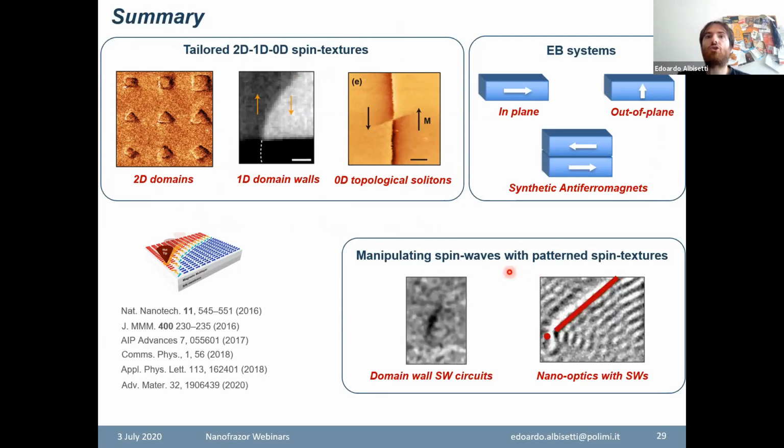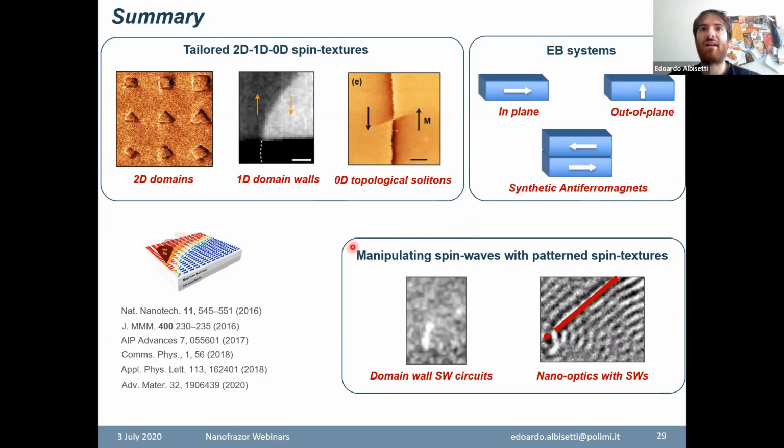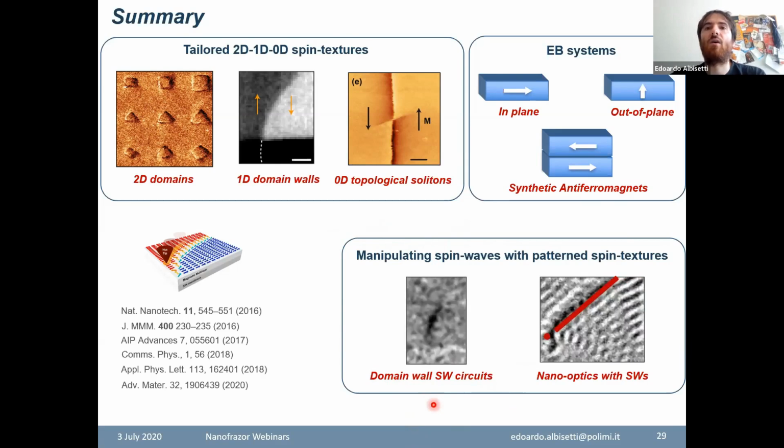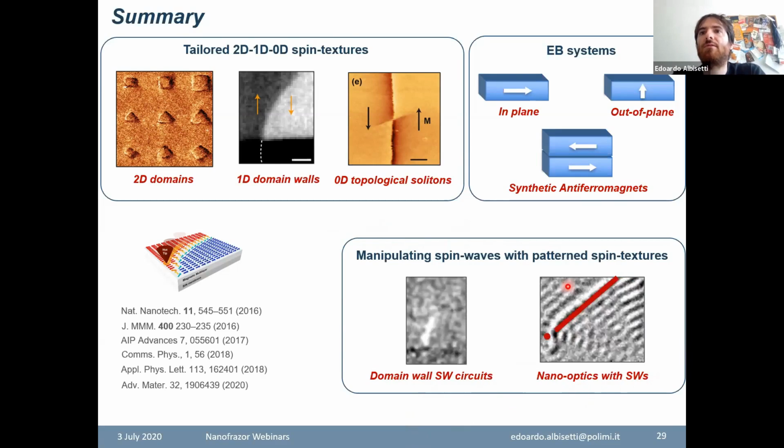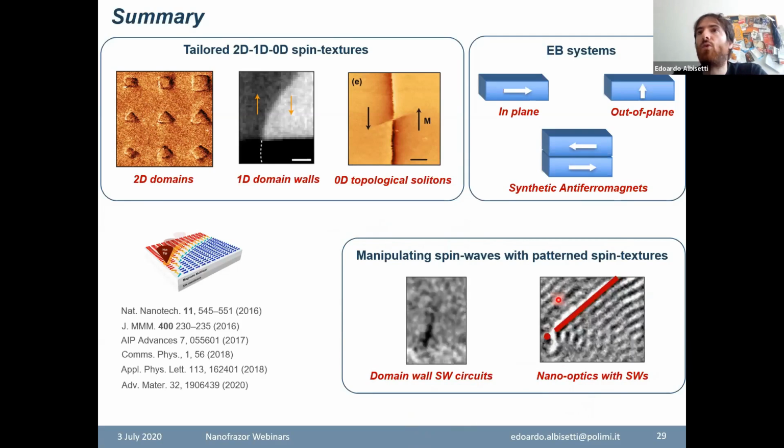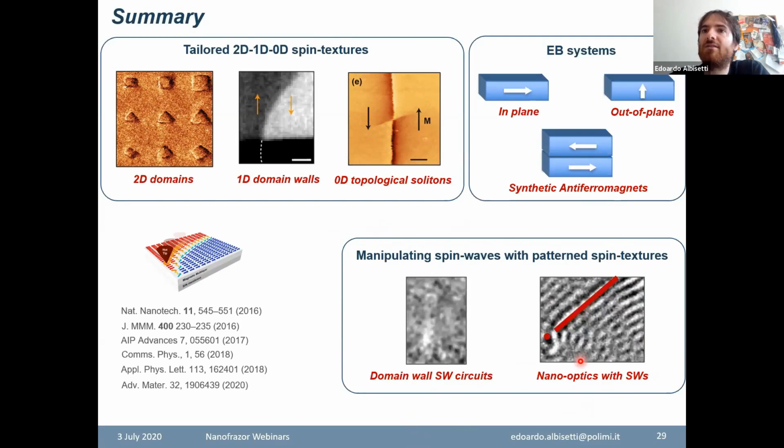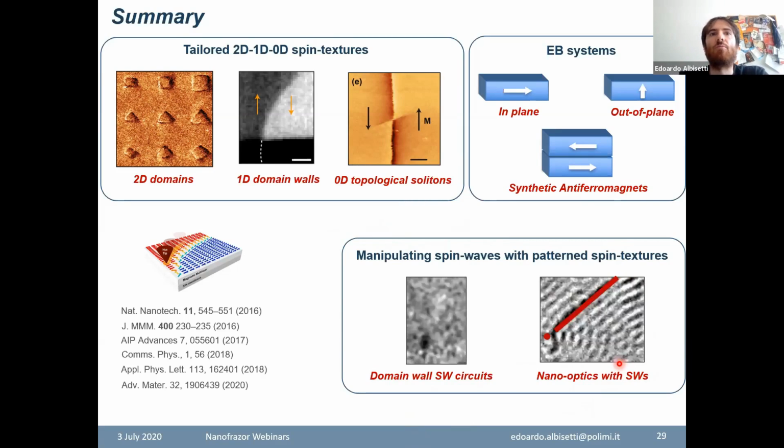And the application that I showed you was about spin waves. In particular, I showed you that we were able to manipulate spin waves and have them propagate as in waveguides within domain wall-based circuits, or, in synthetic antiferromagnets, emit highly controlled spin wave wavefronts that can be combined to build complex interference figures that can be used for spin wave computing.